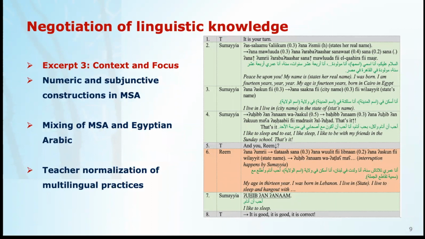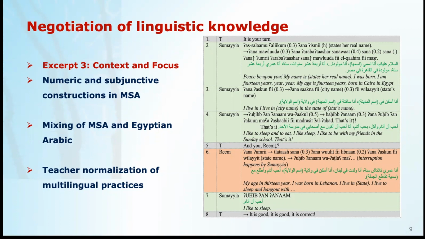On the third, the teacher was introducing numeric constructions and the subjunctive in standard Arabic. And she was also trying to use the students' native dialects as they negotiate the meaning or the structure of these two components in Arabic. Let's see, we have the teacher, it's your turn, and the teacher is asking Sumaya, who speaks an Arabic dialect, to talk about herself. And here is what Sumaya said.